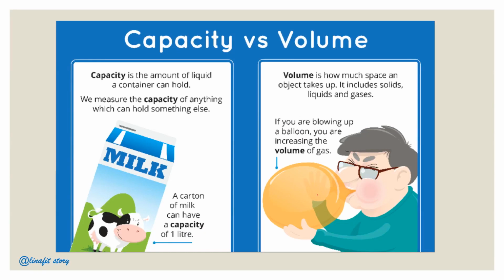What's the difference between capacity and the volume? Capacity is the amount of liquid a container can hold. So we measure the capacity of anything which can hold something else. For example, a carton of milk can have a capacity of 1 liter. How about the volume? Volume is how much space an object takes up. It includes solids, liquids, and gases. So if you are blowing up a balloon, you are increasing the volume of gas.